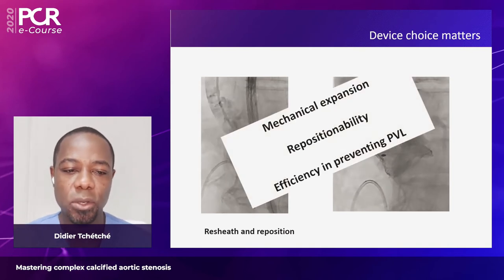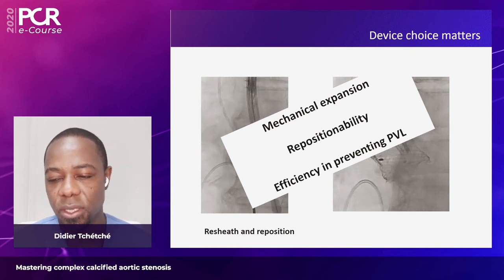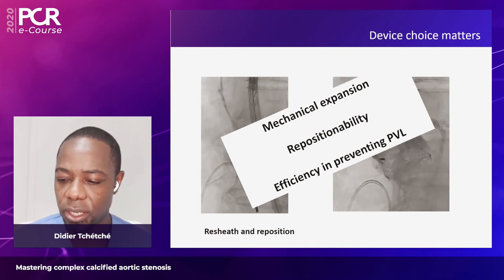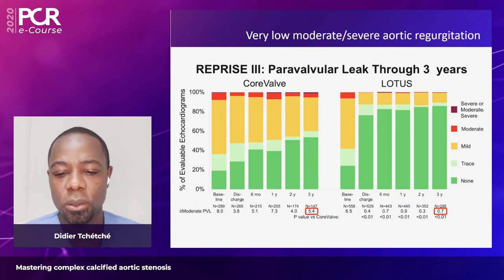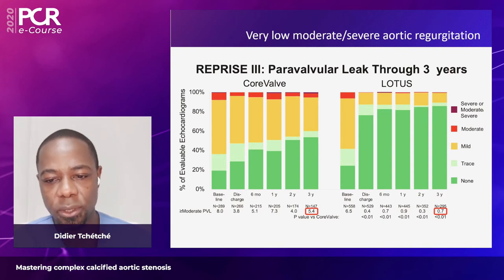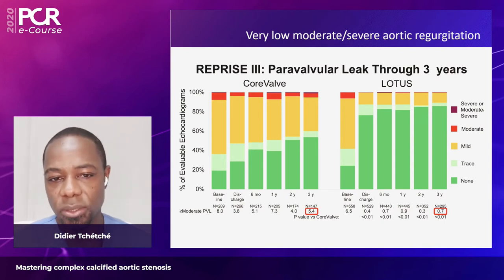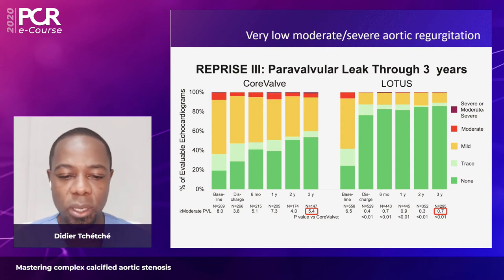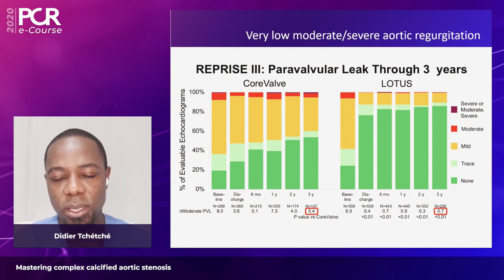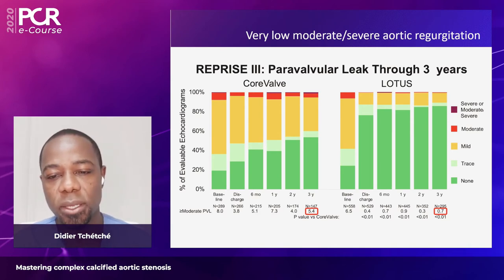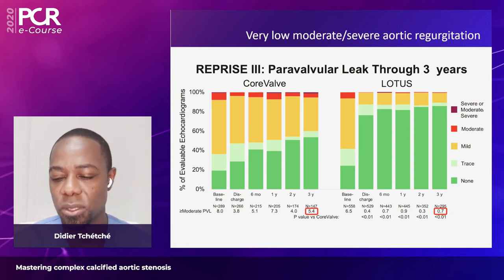So definitely the mechanical expansion, the repositionability, and the efficiency of the adaptive seal are some of the features of the latest device that may be of value when it comes to calcific aortic valves. It's true, and this has been reproduced in various registries and even in randomized trials like the REPRISE-3 randomized trial. We now have more understanding about the efficiency of devices in achieving no moderate or severe regurgitation. When we consider the 3-year results of the REPRISE-3 trial, you can clearly see that the vast majority of the patients treated with the Lotus device had no, trace, or even mild regurgitation at 3 years follow-up. And this is really impressive.